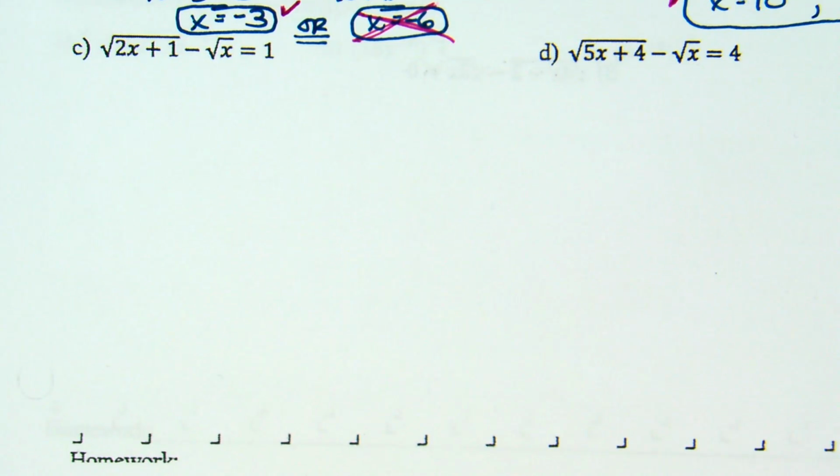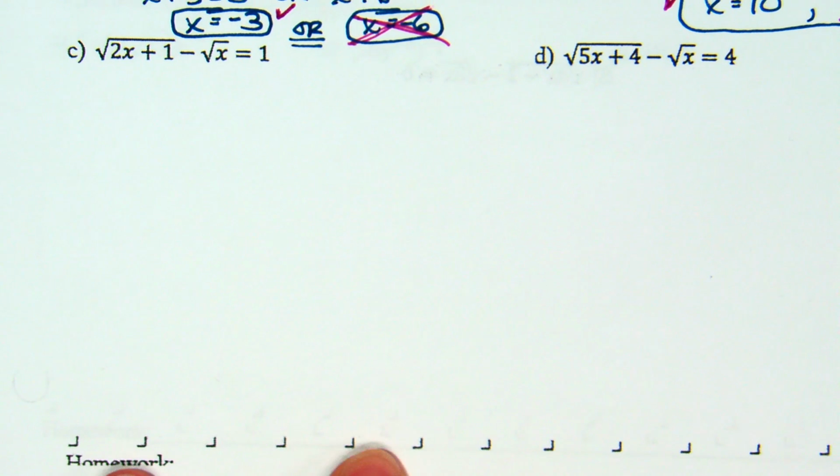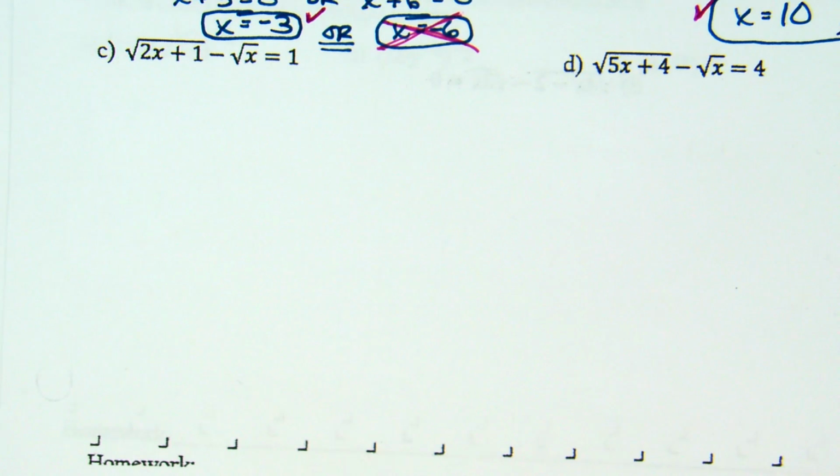Now, on the front side, it was real nice because we separated them and there was 1 radical on each side and it made it beautiful. I'll be honest, it's going to be a little challenging here. So, we still need to separate the radicals. Your job is to get 1 radical by itself. My recommendation is to start with the bigger one. So let's start by getting the square root of 2x plus 1 by itself, which means what's my first step?